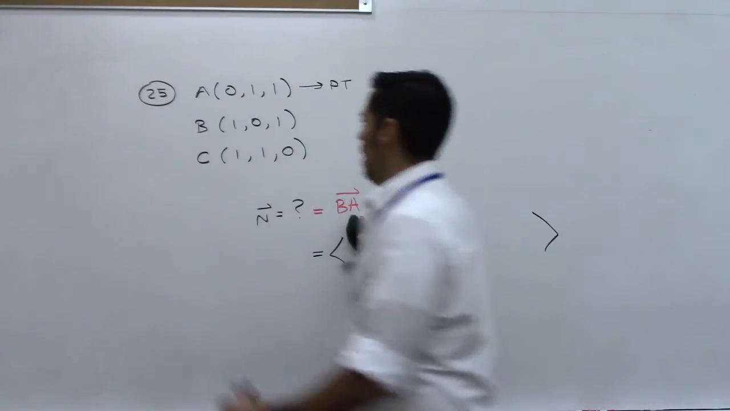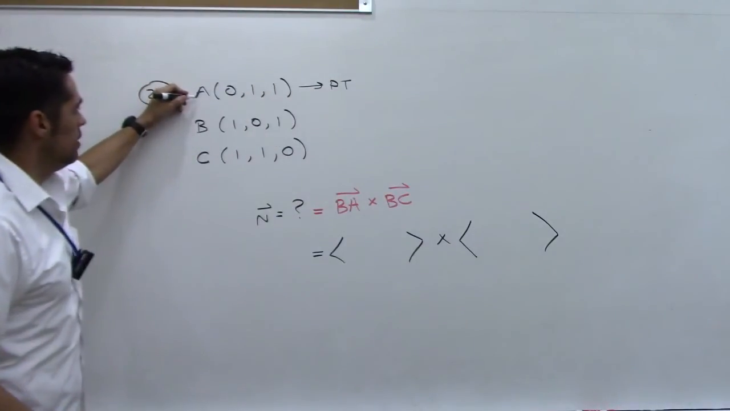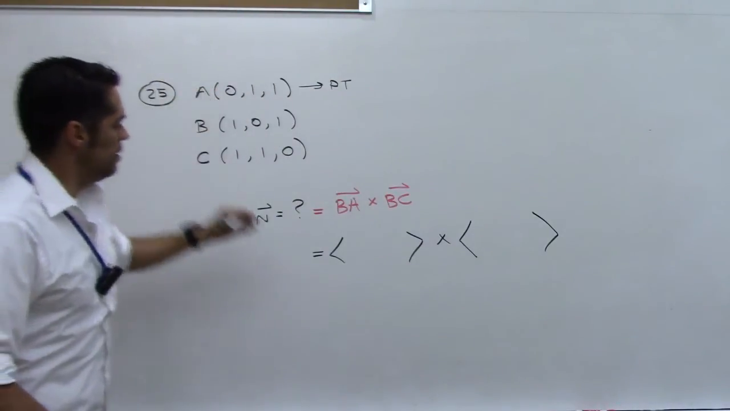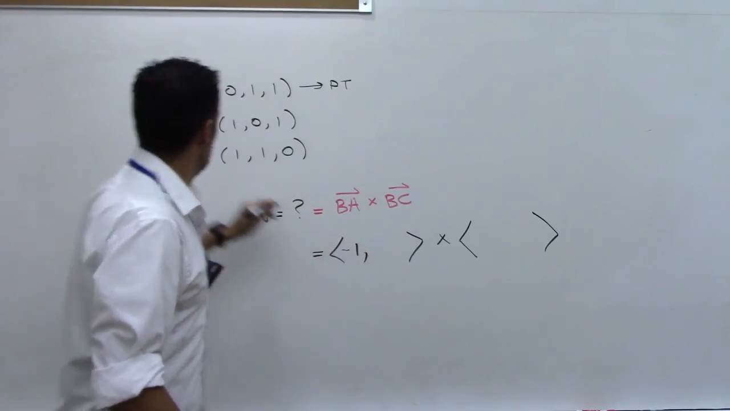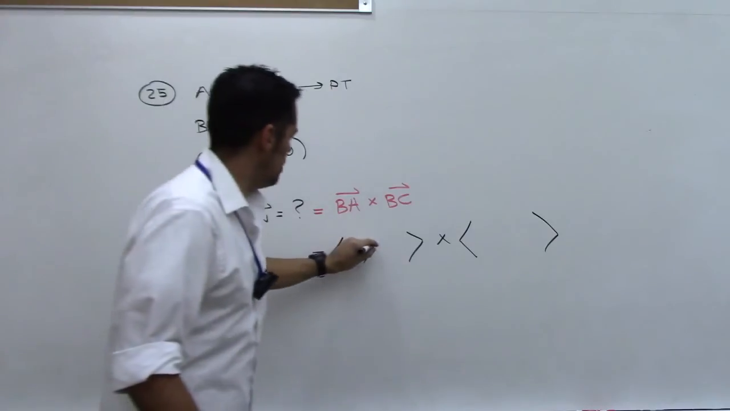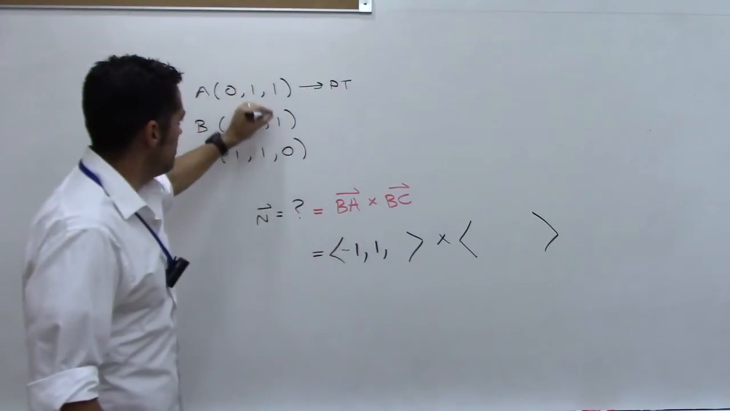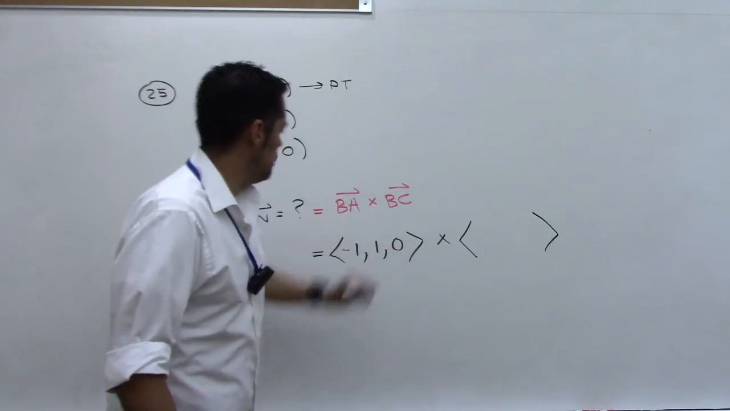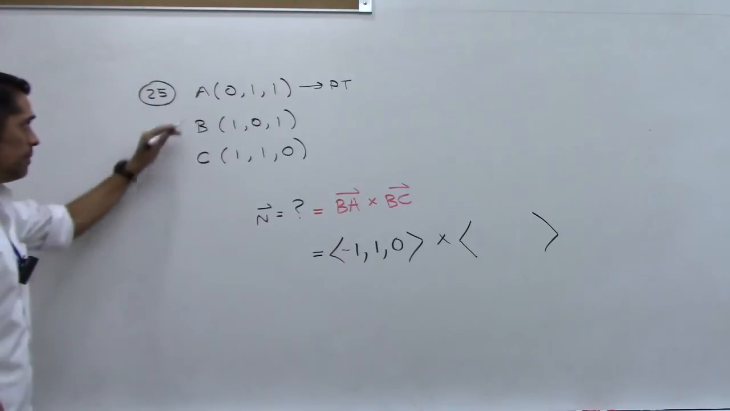So from B to A, so I'm going from here to here. I'm going to take 0 and subtract 1, negative 1. I'm going to take 1 and subtract 0, so that's 1. And then I'm going to take 1 and subtract 1, which gives me 0. So that's the vector going from B to A.